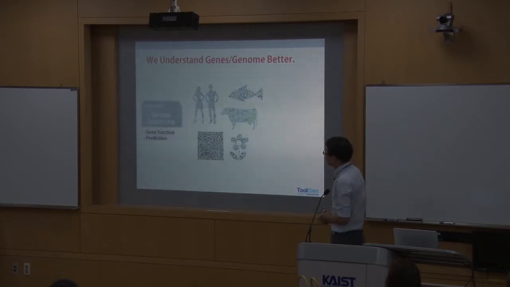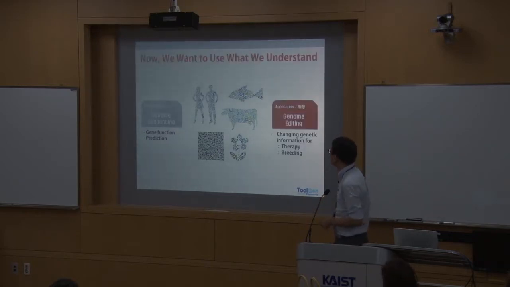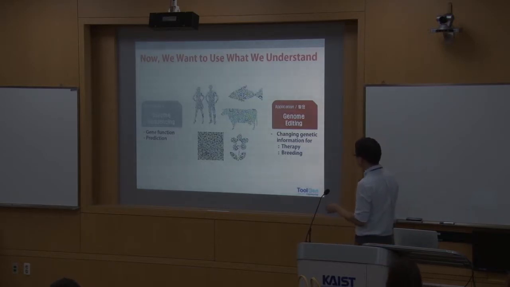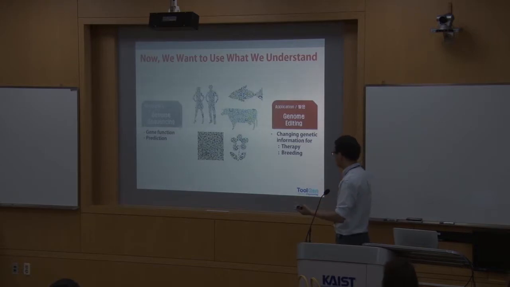But if you think about what we can do with what we understand, prediction and precautions are very limited. Now, with what we understand, we want to do application. We want to apply what we understand to a new cell, to a new organism, to make better or bigger changes. By changing genetic information, we might be able to develop new therapies for people. We might be able to develop new breeding for plants and animals to improve phenotypes of the living organism. And there can be a lot of different things we might be able to do.